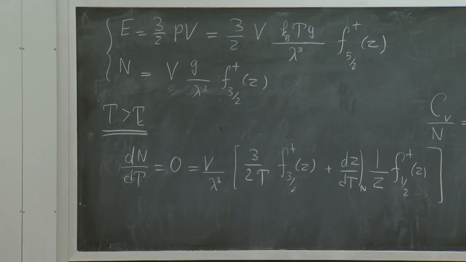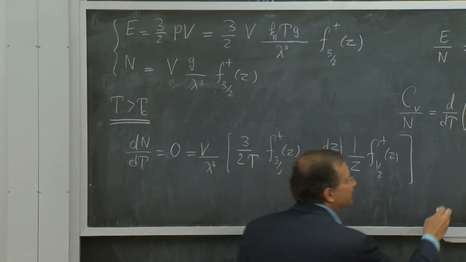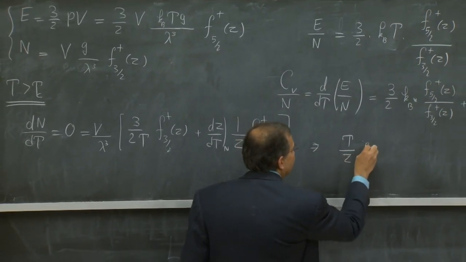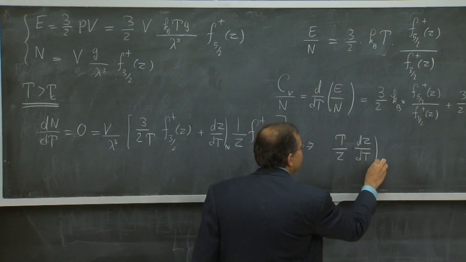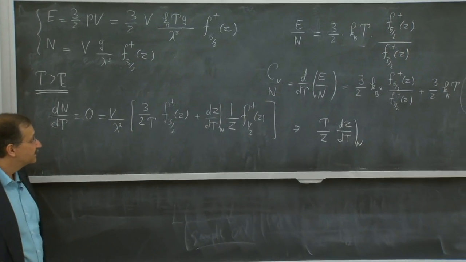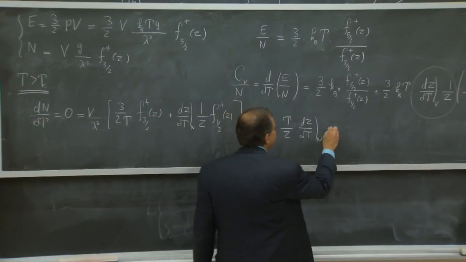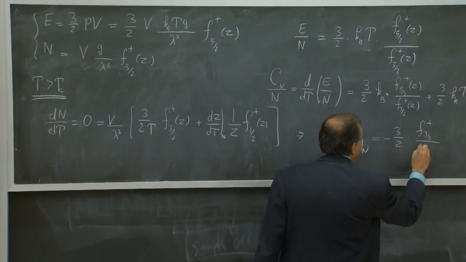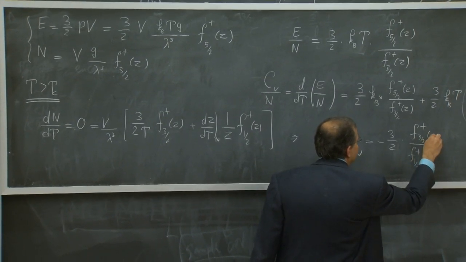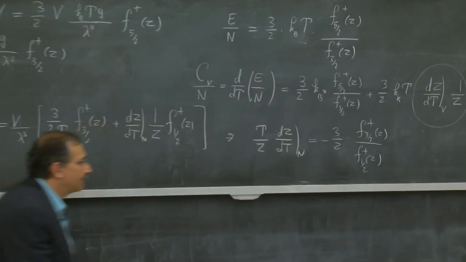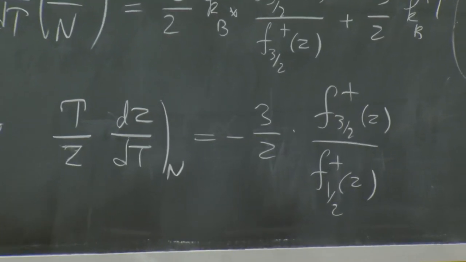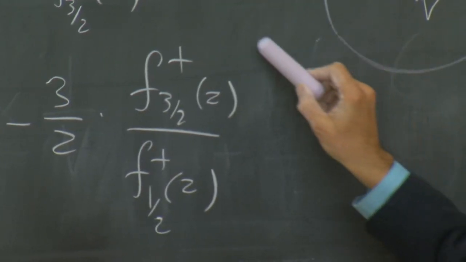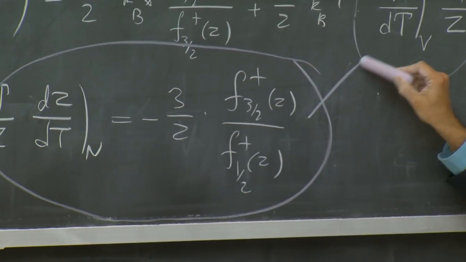Setting it to 0, we can immediately see that this combination, T over z, dz by dT at constant density, or the number of particles, is minus 3/2 f 3/2 plus divided by f 1/2 plus of z. So what I need to do is to substitute this over here.